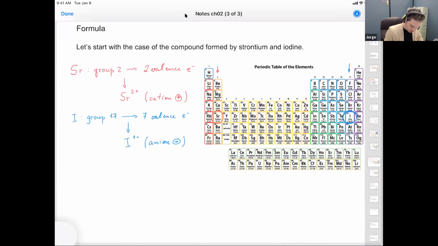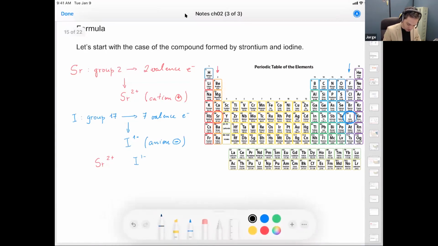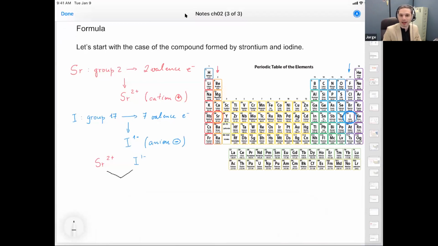Okay, so we have here strontium that needs to lose 2 electrons to become stable, and iodine that needs to gain 1 electron to become stable. So that's the perfect marriage, and they will combine with each other to form a stable compound. However, pay attention to one detail here.